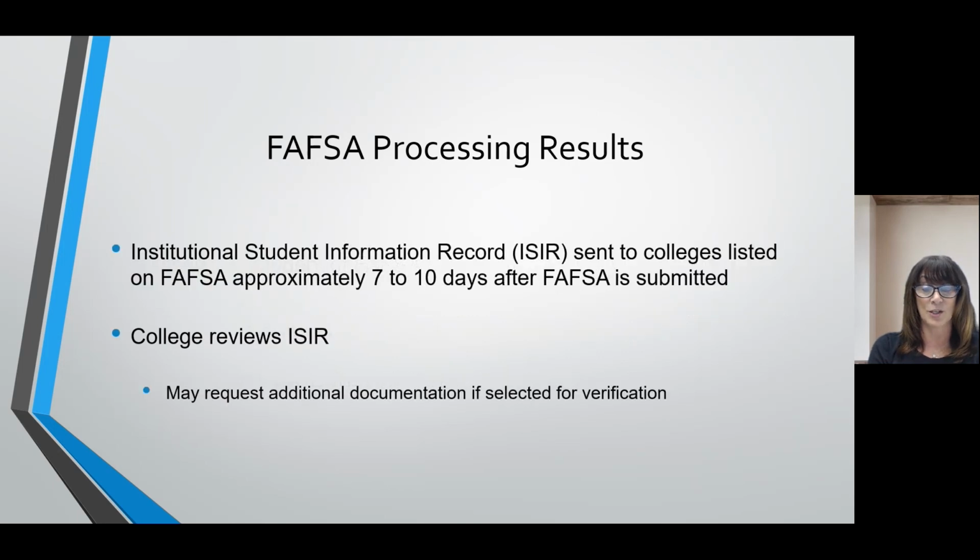The Institutional Student Information Record, which is an ISIR, is sent to the colleges listed on your FAFSA approximately 7 to 10 days after the FAFSA is submitted. The college reviews the ISIR, and they may request additional documentation if you are selected for verification.